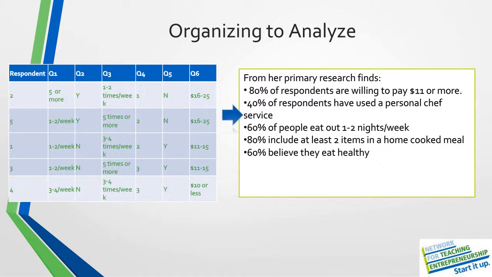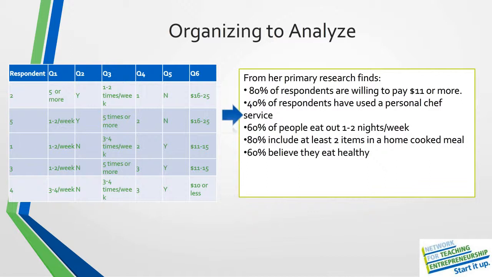So we learned that 80% of the respondents are willing to pay $11 or more. 40% of respondents have used a personal chef service. 60% of people eat out 1 to 2 nights a week. 80% include at least 2 items in a home-cooked meal. And 60% believe they eat healthy.